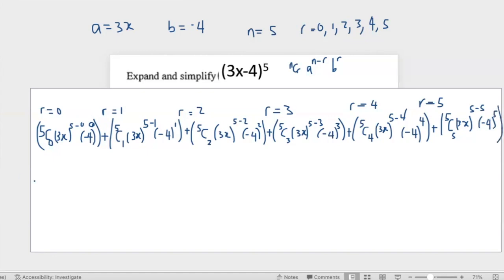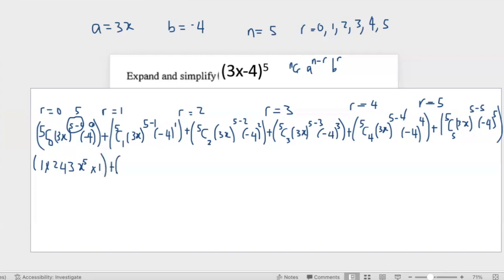So now simplify. The 5C0, you have to put in your calculator. So 5 nCr 0, you enter in your calculator, you will get 1. For the 3x, now this is 5 take away 0. So 5 take away 0 is 5. So that means I have 3x to the 5th. We know 3 to the 5th is 243, so this is going to be 243. And then the x will also have the power of 5. Now, anything raised to the power of 0 is 1, so this will be times 1.